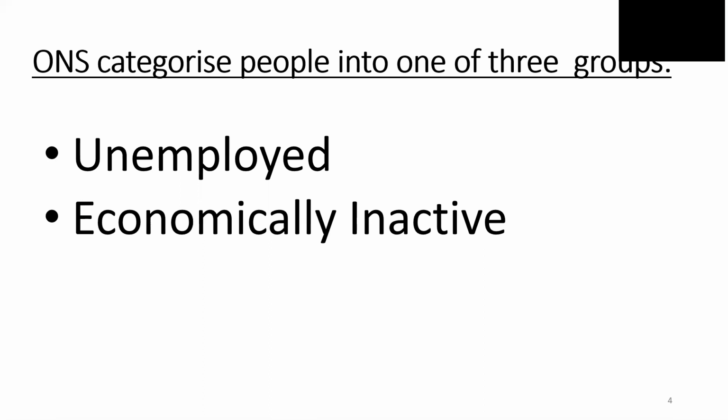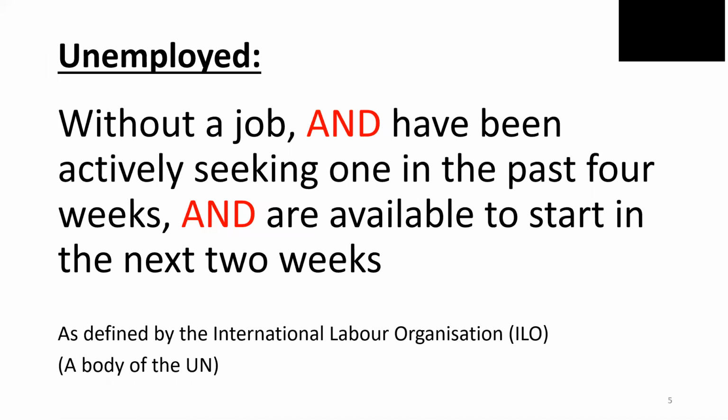For the Office for National Statistics, they categorise people into one of three groups, either employed, unemployed, or economically inactive. The employed are those who have done paid work in the last week. The unemployed are classified as those people who don't have a job, they're part of the adult population, and they've been actively seeking work in the last 4 weeks, and they're ready to start work within the next 2 weeks.